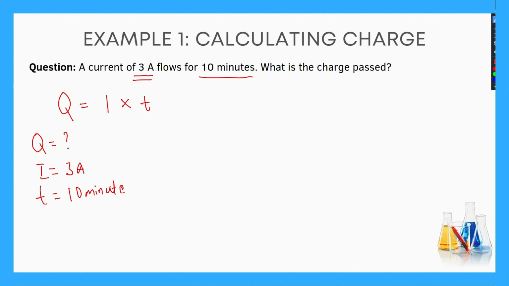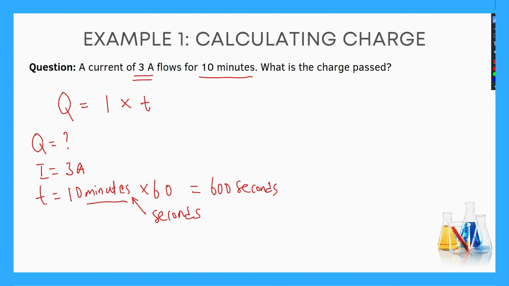Now remember, in the concept of electrolysis, we measure our time in the unit of seconds, not in minutes. So we need to do a bit of math by converting these minutes over here to seconds. How do we do that? You simply multiply by 60. So when you multiply the figure of 10 by 60, you end up with 600 seconds.